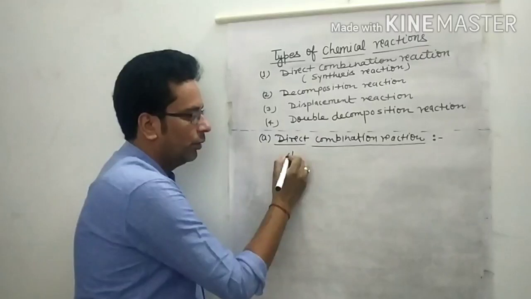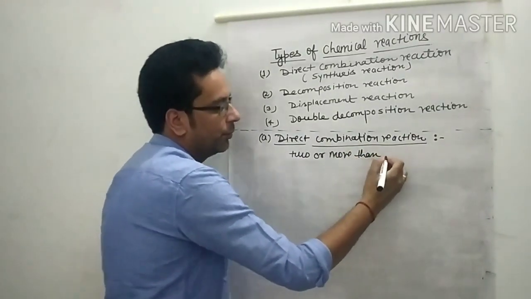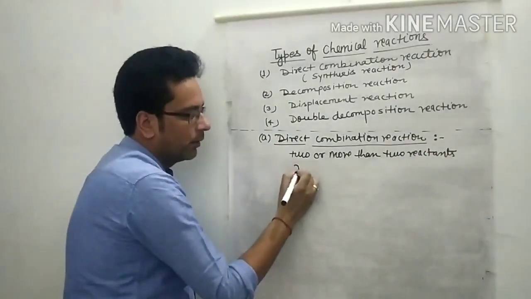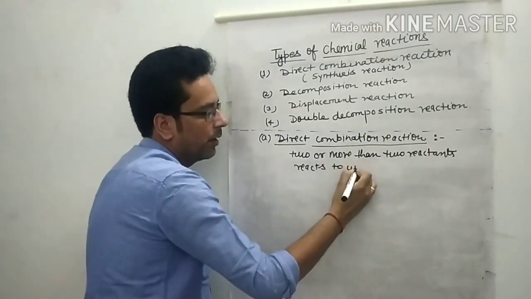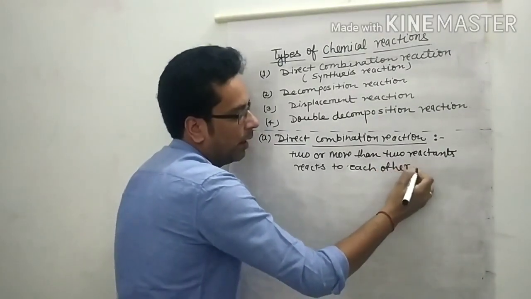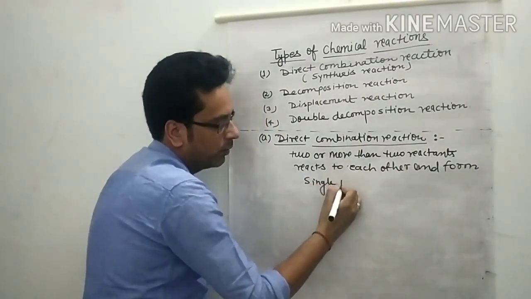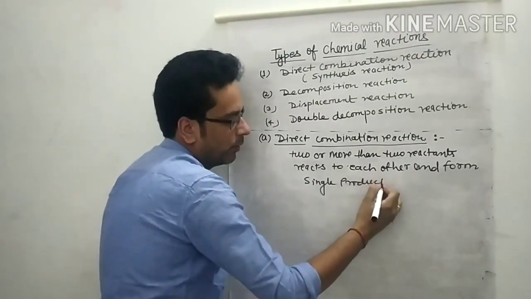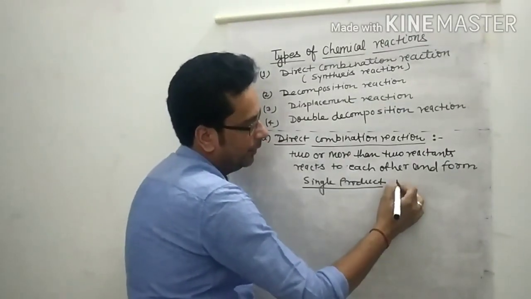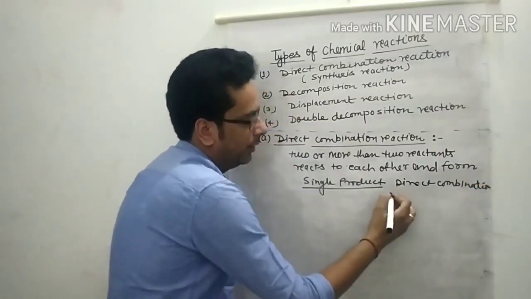When two or more than 2 reactants react to each other and form a single product, the reaction is known as direct combination reaction.